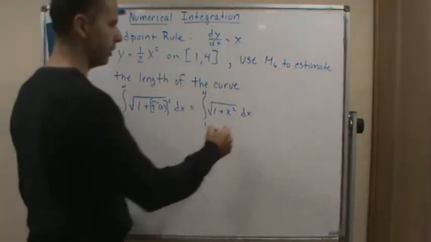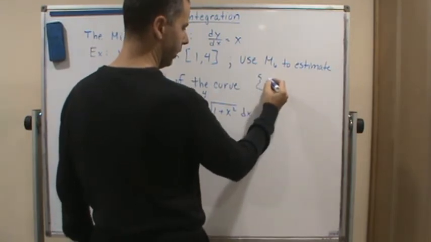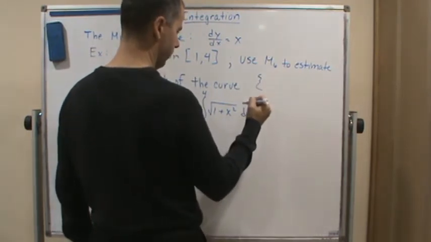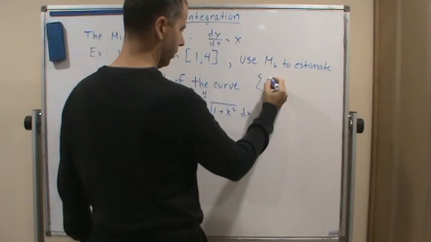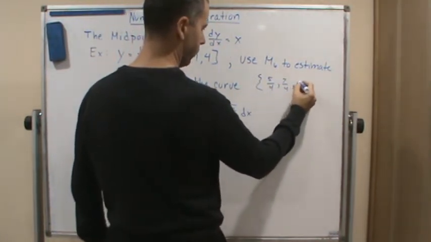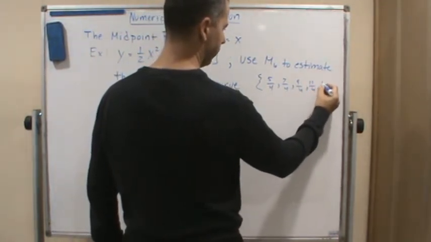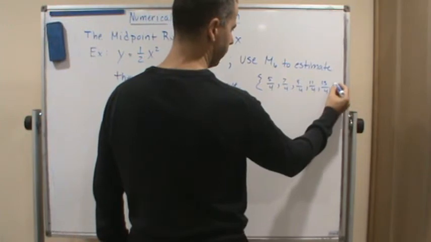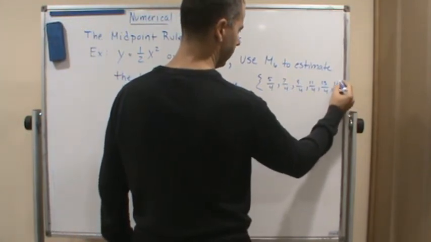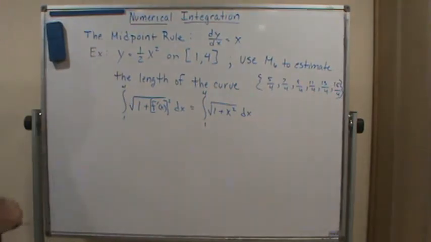Now remember, our midpoints that we found were 5/4, 7/4, 9/4, 11/4, 13/4, and 15/4. Okay, so those are the midpoints.